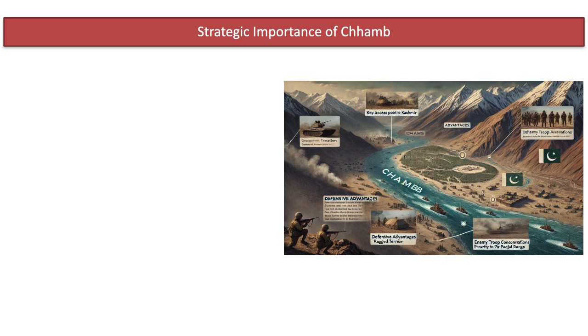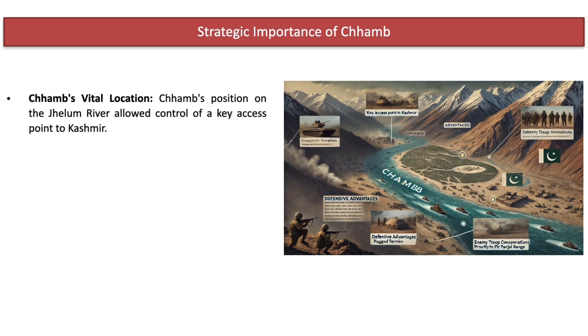Now let's focus on the strategic importance of Chamb and why this area was a focal point during the 1947-48 conflict. Friends, Chamb was not just any piece of land, it was a game changer in terms of strategy and control. But why? Because of its vital location on the Jhelum River, which made it an access point to Kashmir. Think of Chamb as a gateway. Situated right along the Jhelum River, Chamb allowed whoever controlled it to dominate one of the primary entry routes into Kashmir. This was not just about having a strategic vantage point.